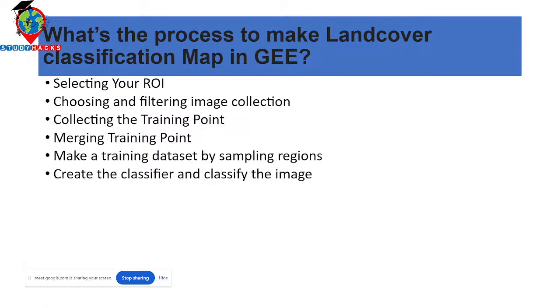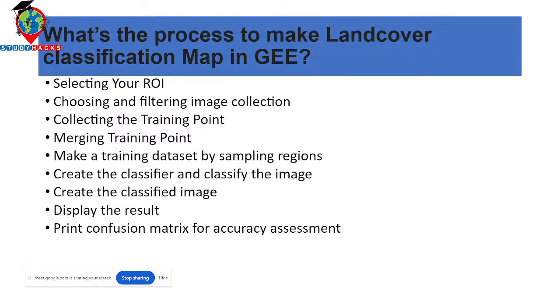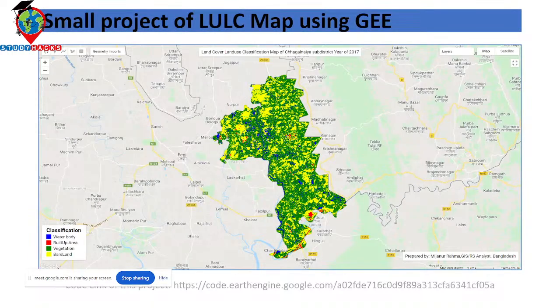Okay, for checking that, we create the classified image and display the result. Further, we calculate the confusion matrix for accuracy assessment and calculate the area of each class. Okay, so let's go to a practical example. I will show you that one by one.